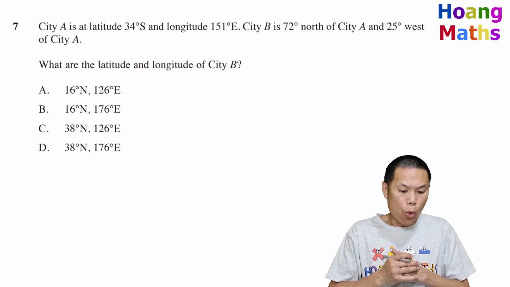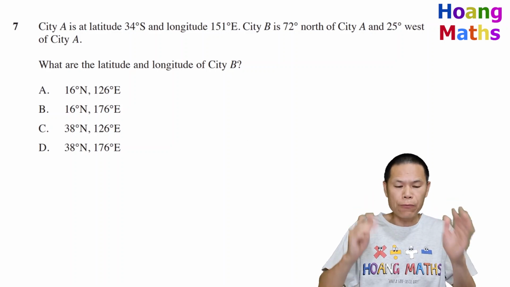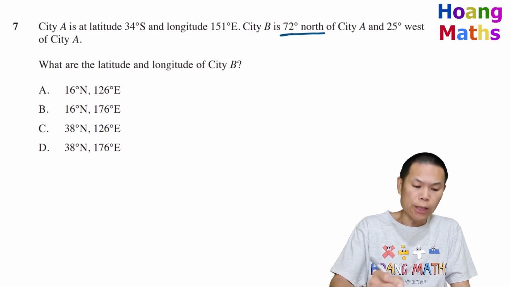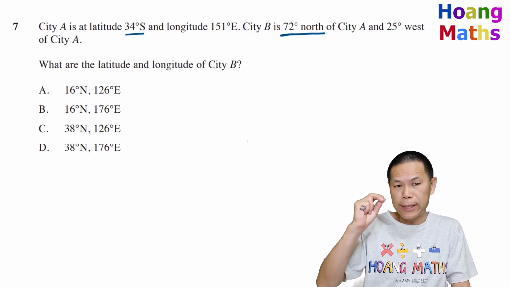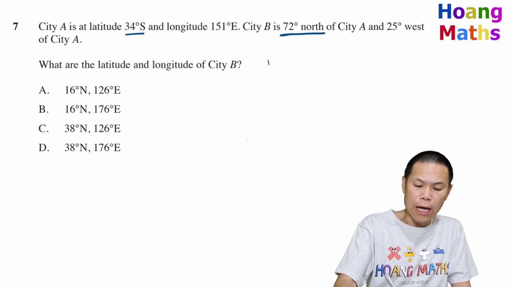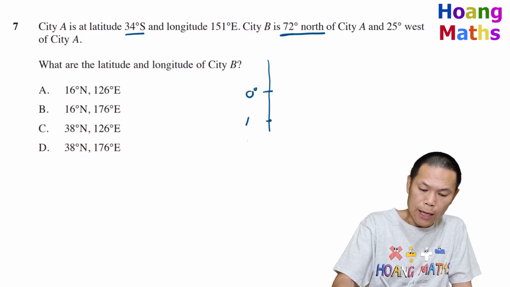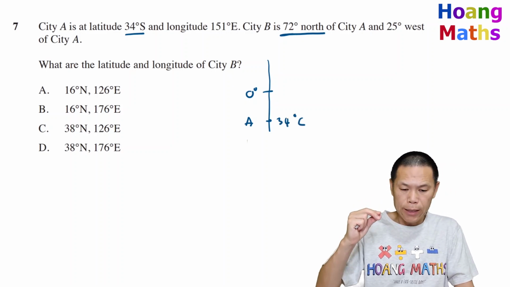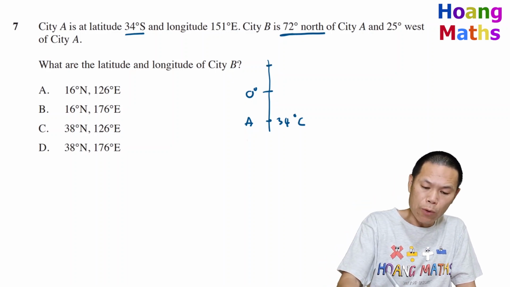Question 7. What is the latitude and longitude of B? First of all, we know that B is 72 degrees north of A, where A is 34 degrees south. So let me just draw the diagram out first. That is 0 degrees. A is 34 south, so this is A here. So this is 34 degrees. And we know that B is 72 degrees north of A. So B is somewhere there.